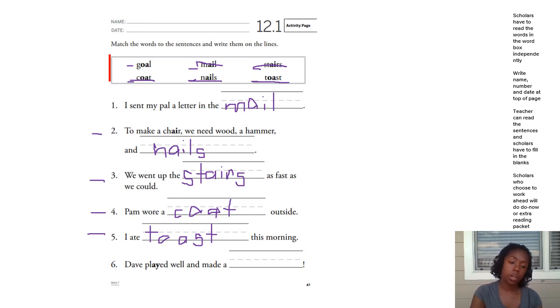Then the last sentence: Dave played well and made a what did he make? If you're playing soccer, Dave played well and made a goal. The last word that's left is goal. Yes, the word goal goes here. Write the word goal in the blank, and then cross it out in the word box with one line only.